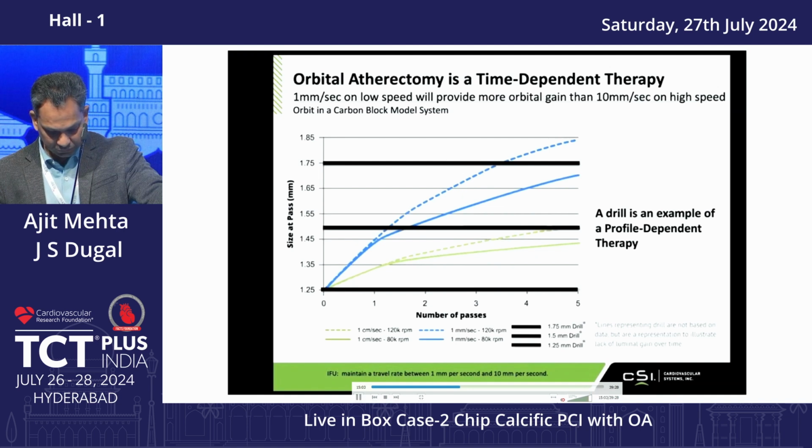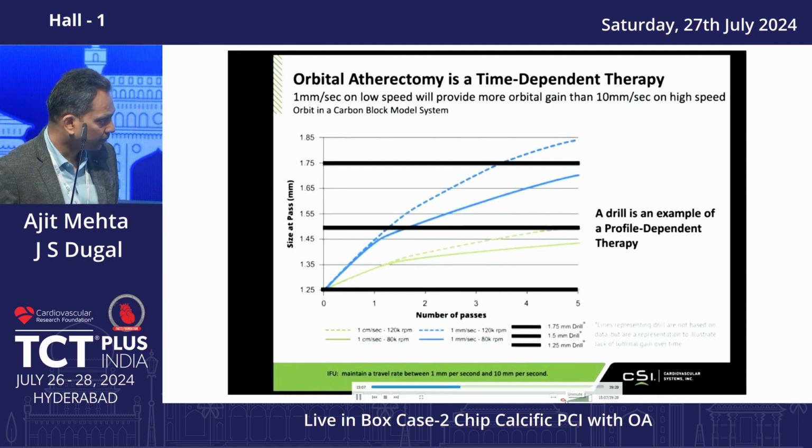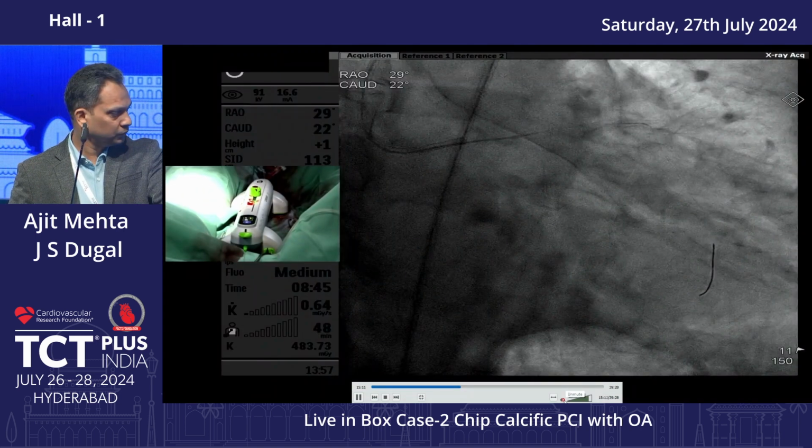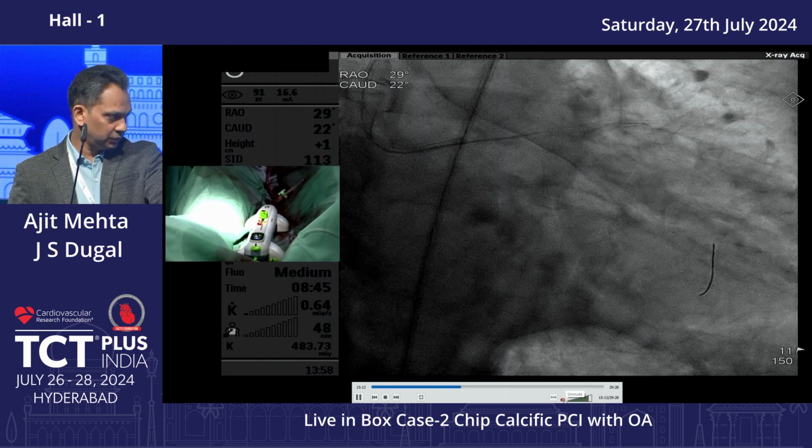If you go slow, the biggest advantage is that burr entrapment is less likely. We are more worried about that than the lumen gain, because you're going to change the compliance no matter what.